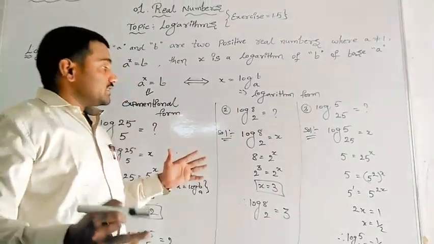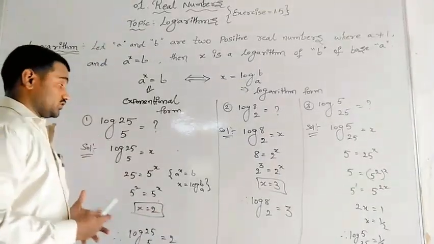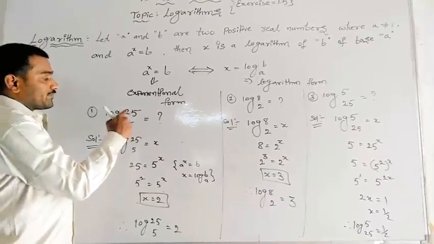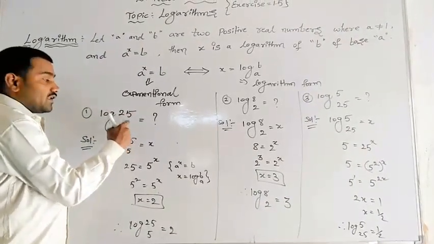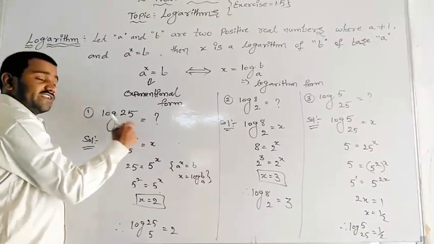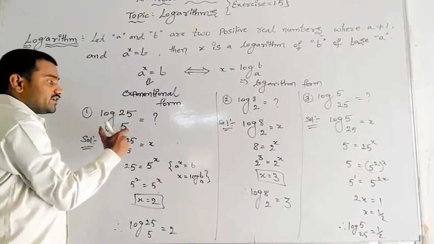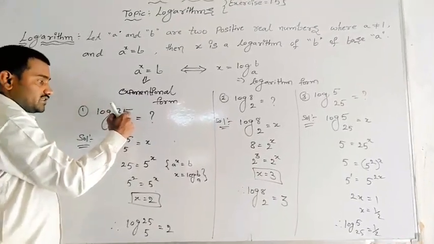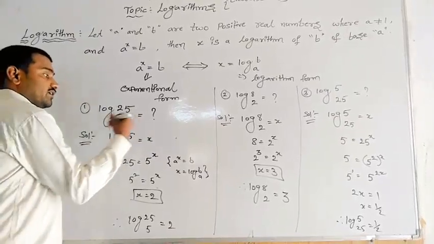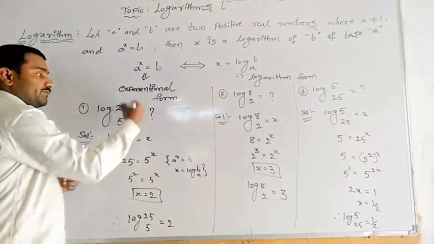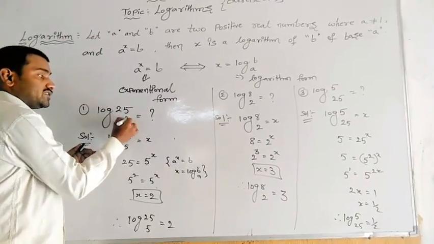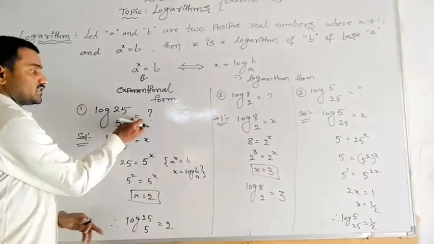Let us observe what we actually get. What is the value of log 25 base 5? Here we need to observe the base. The 25 can be converted in the form of 5 square, because 5 square is 25. Then these both values are equal, at 5 square, this power 2. So the answer becomes 2.